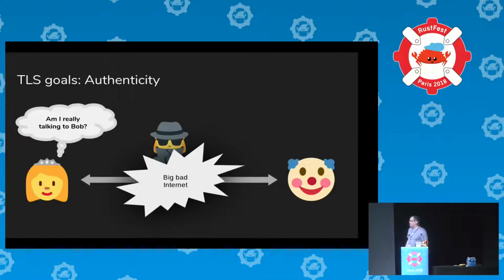The next is authenticity. Alice wants to know that she's actually talking to Bob, and not Mallory in the center, who suspiciously looks a lot like Eve. In that case, maybe she's the same person. TLS also, as a secondary but not commonly used option, allows Bob to authenticate Alice as well. Not very commonly used, quite used in enterprise settings, but not on the web.